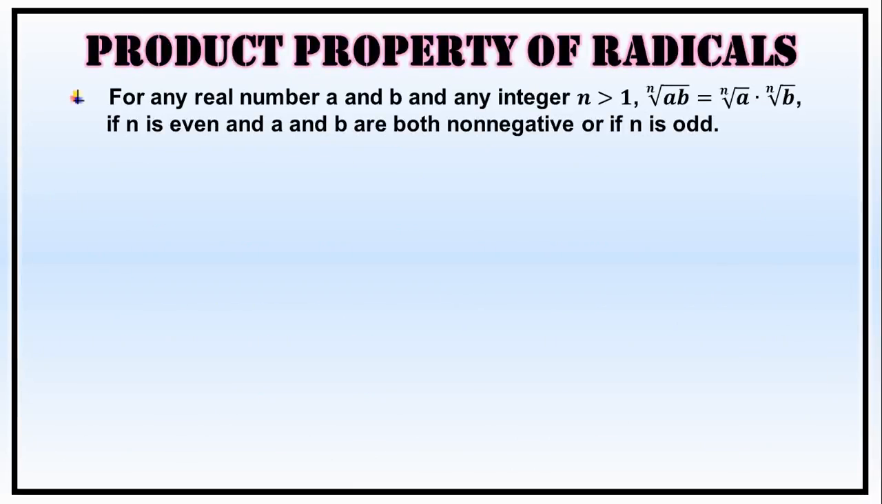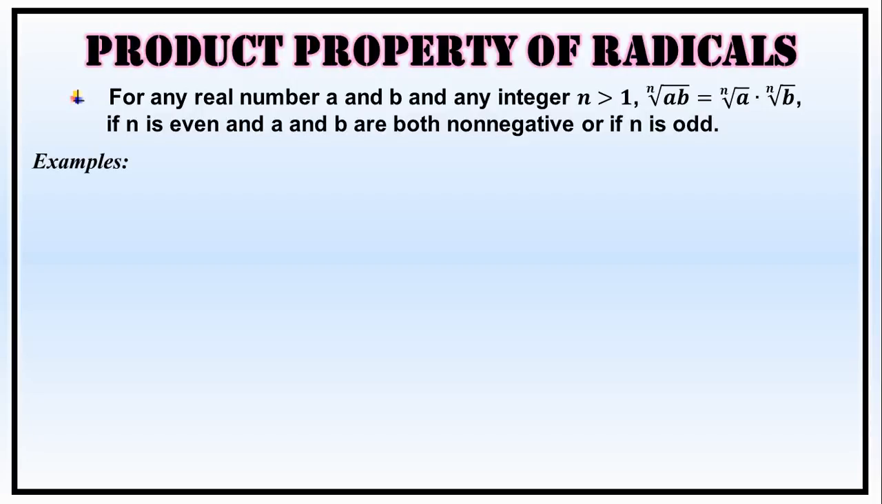The product property of radicals states that for any real numbers a and b and any integer n greater than 1, the nth root of a times b is equal to the nth root of a multiplied by the nth root of b, if n is even and a and b are both non-negative, or if n is odd.